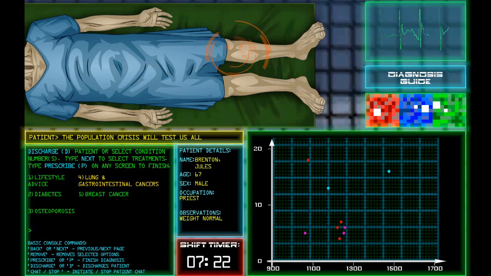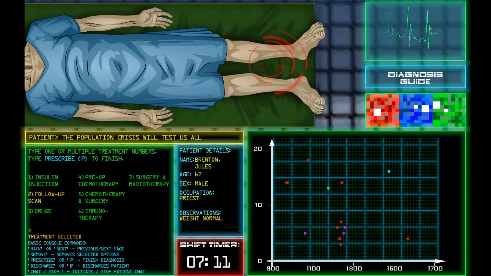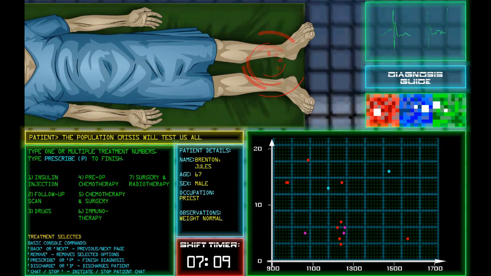That's hanging around the 2 mark. I need one on the right. Give me one on the right, please. That's hanging around. You probably got that. So we'll go for osteoporosis, which is a scan. You've got 5 and 6.